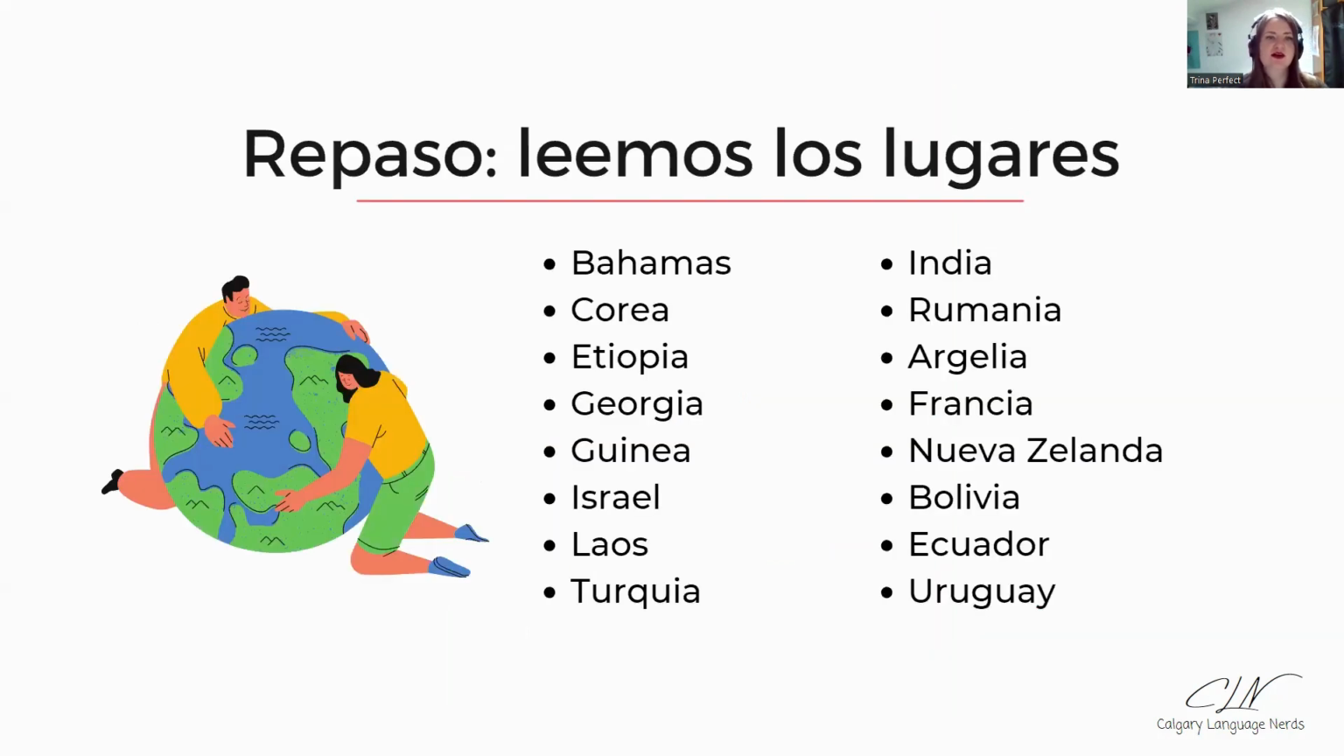Vale. Bueno, primero vamos a repasar un poco. So let's revise a little bit first. We're going to read different places that contain some different syllables. Now I'm going to yet again give you an opportunity to read for yourself and then compare to how I read it. Vale, la primera palabra, the first one.